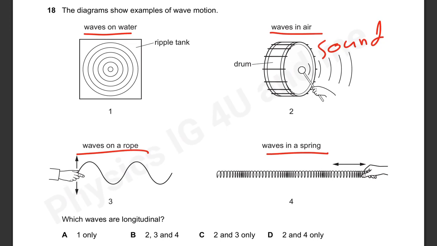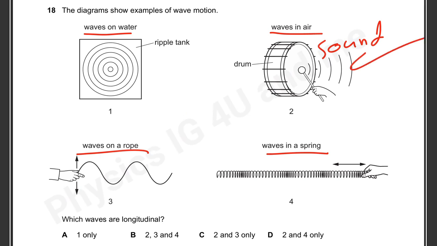Remember, a longitudinal wave is when the vibration of particles is parallel to the direction of the wave. Like here it's going right and left and the direction of the wave is to the right. So which one is longitudinal? We have that sound is longitudinal, and the wave in a spring is also longitudinal. So we are in waves 2 and 4 only.